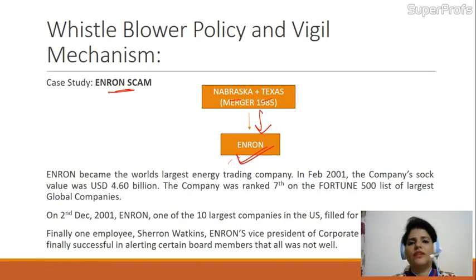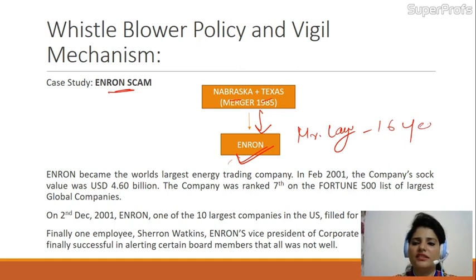Now, Enron was a very small corporation at the beginning, but it evolved over a period of time. Mr. Lay was the chairperson of Enron for nearly 16 years. At that time, Mr. Lay made Enron from a very small organization into a very big corporate, and over his tenure, Enron became a household name, not only in the country but across the entire world.